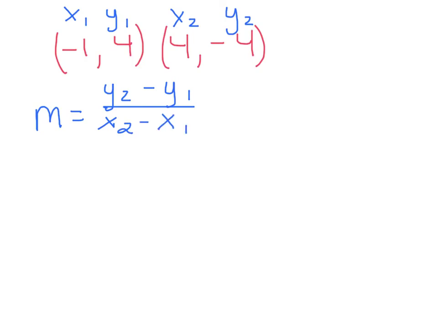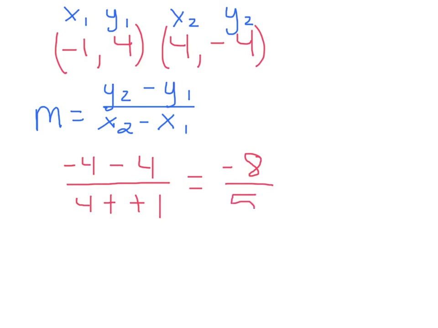So my first y is y2, so that's -4, minus y1, which is 4, and this is over x2, which is 4, minus -1. So in order to get the final answer, we're going to have -4 minus 4, which is -8, and 4 minus a -1, which is really 4 plus 1, so it's 5. This matches what we had on the previous page.